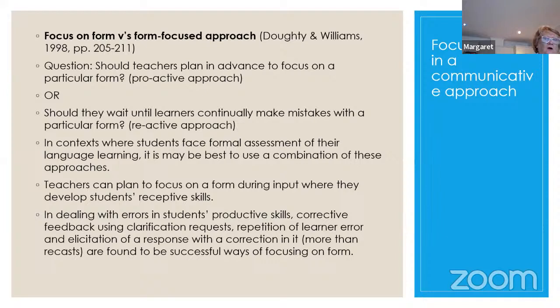Another aspect of this focus on form versus form-focused approach was how to deal with students' errors in productive skills, both in speech and writing. So Roy Lister talks about corrective feedback. He's done quite a lot of work on the impact of corrective feedback using different sorts of approaches. For example, clarification requests. So a learner says something or writes something, the teacher doesn't understand it, and the teacher asks, did you mean this or this? That's a clarification request. Or the teacher might repeat the learner error.